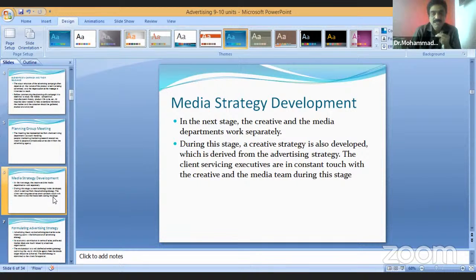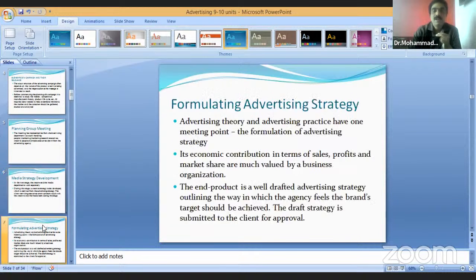Next, during this stage, the creative strategy is also developed, which is derived from the advertising strategy. The client servicing people are in constant touch with the creative and media teams during this stage. Their main objective is to coordinate. In the previous slide we discussed balance and timing. Here, the client servicing executive coordinates with both departments so as to evolve a good strategy to launch our campaign.